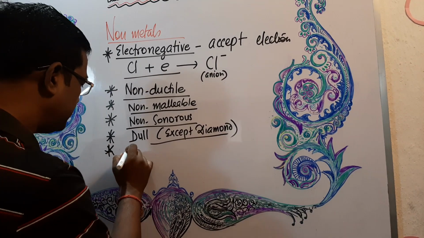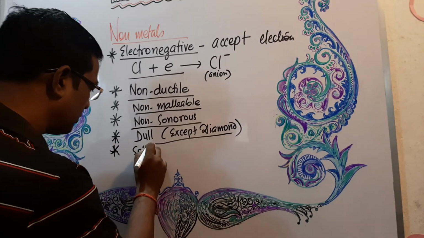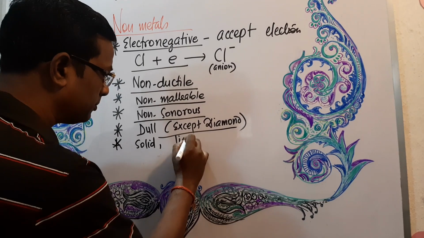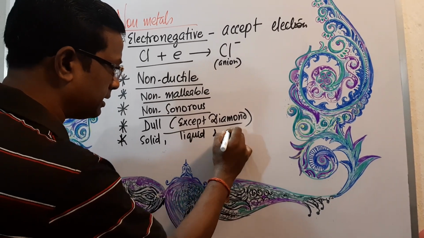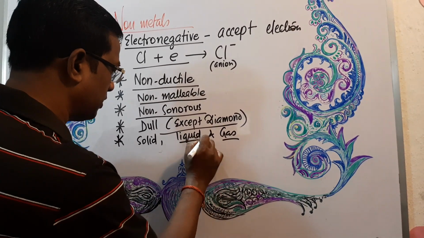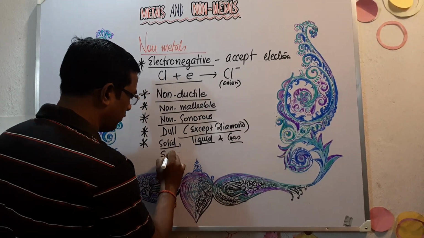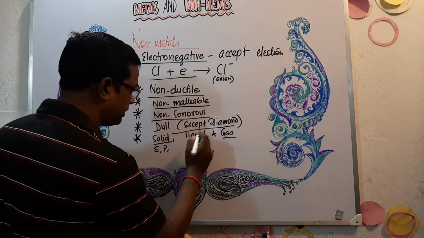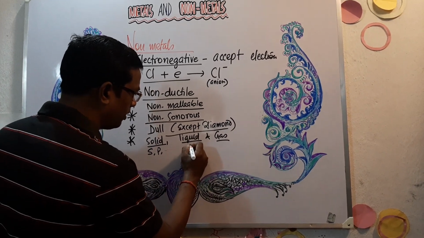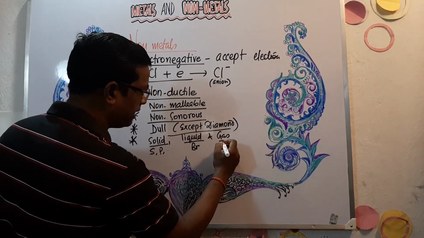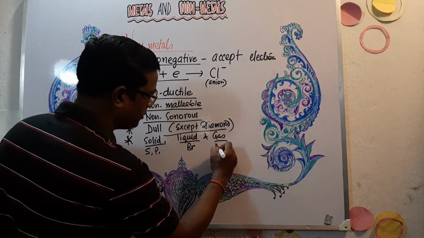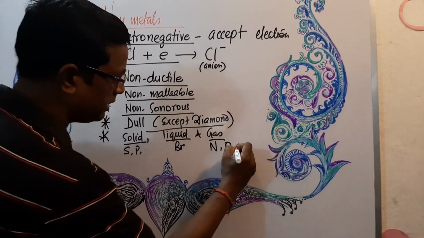Next, they exist in solid, liquid and gaseous state. They exist as solid, liquid and gas. Some solids, for example, are sulfur, phosphorus, etc. Liquid, we know bromine, and in gaseous form we have nitrogen gas, oxygen gas, etc.